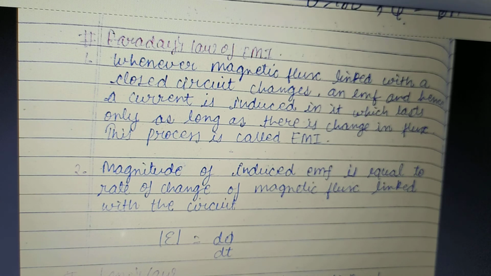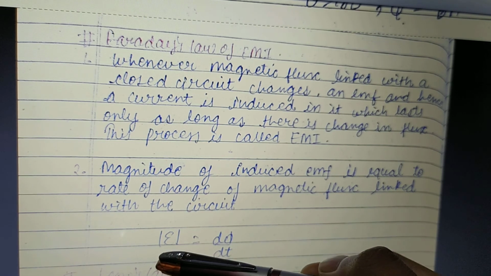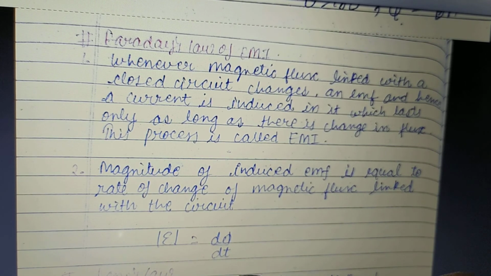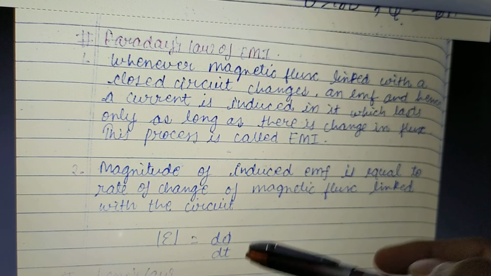Now the second law of Faraday says that the magnitude of this induced EMF is equal to the rate of change of magnetic flux linked with this circuit, or with this surface. So we can simply write this magnitude of EMF as d phi by dt, that is, the rate of change of magnetic flux.